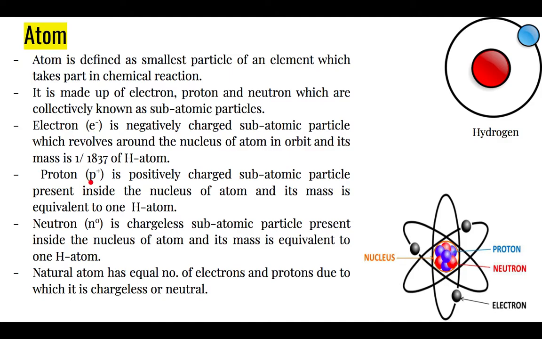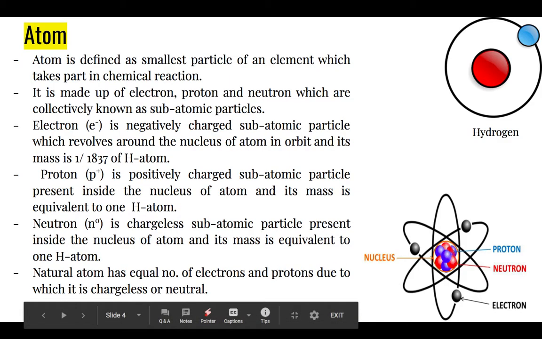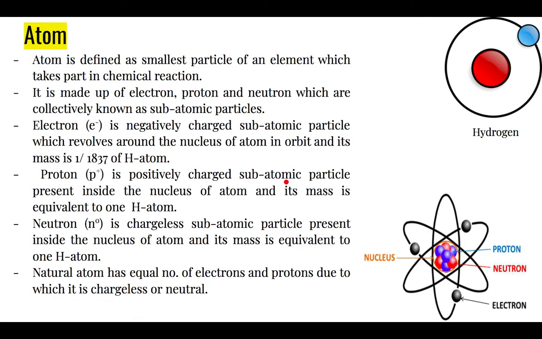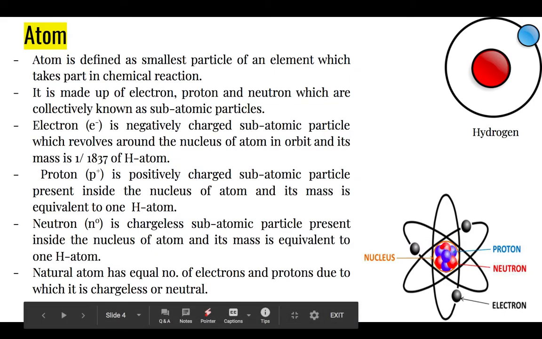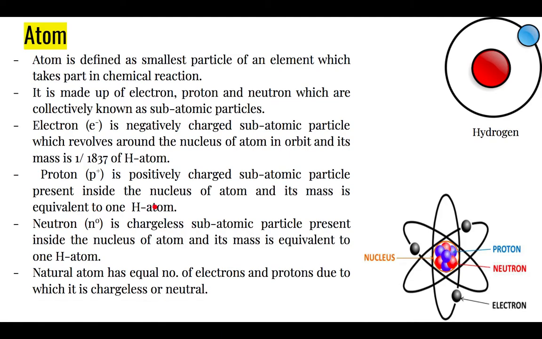Next, the proton. Here you can see it lies at the center of the atom, and the center of the atom is called the nucleus. It carries a positive charge. That's why we say proton is a positively charged subatomic particle, and it is present inside the nucleus of the atom. Nucleus is the center of the atom, and its mass is equivalent to one hydrogen atom. So the mass of one proton is equal to one hydrogen atom.